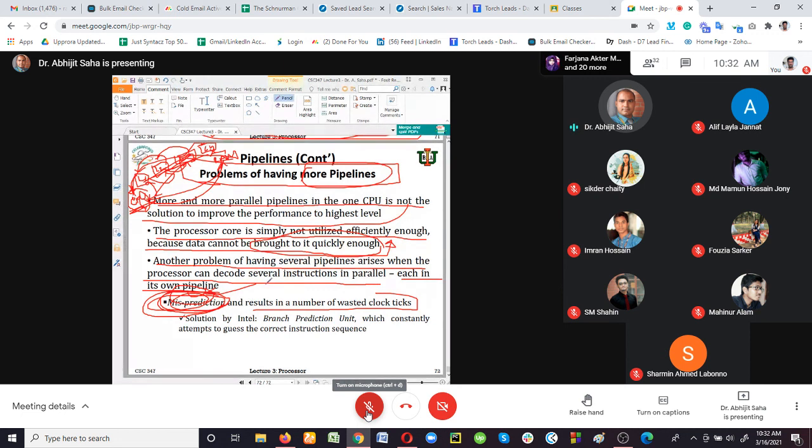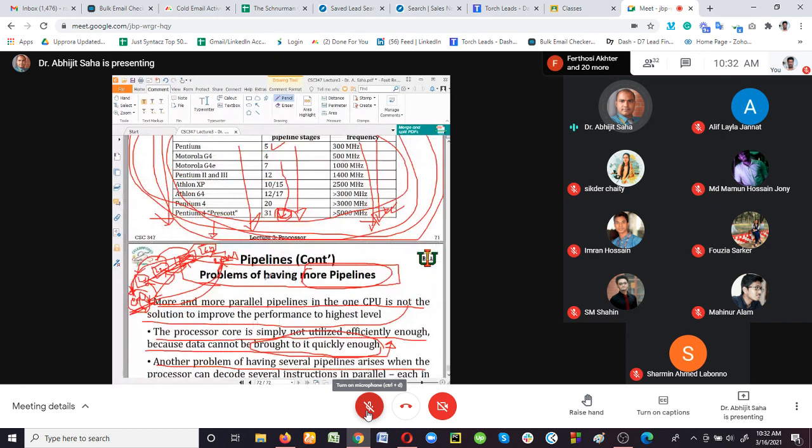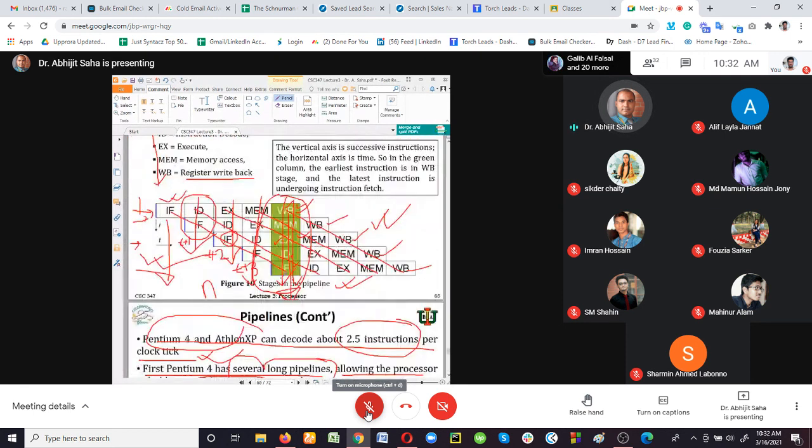If you have more pipelines, the problem is that at the same time the stages for two instructions can be the same. Here you can see there is no common stage among WB, MEM, EX, ID, and IF. So the 5 instructions are running in parallel in a processor, and none of them are in the same stage. That is why there is no problem and the 5 instructions are safely executed in the processor.